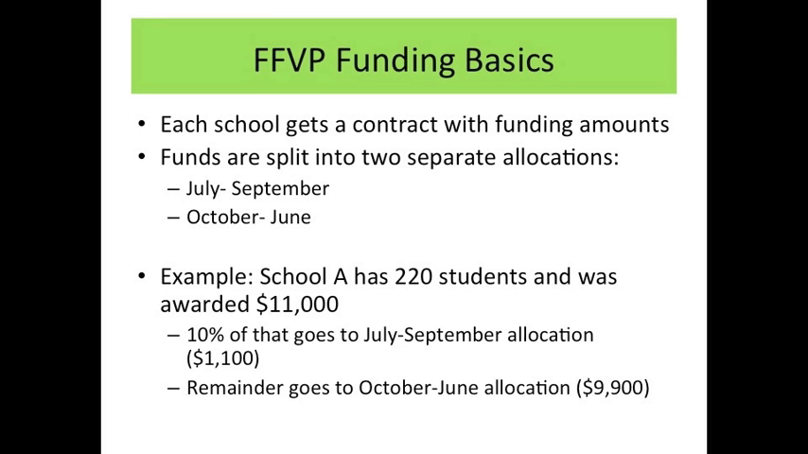So how do we translate this into budgeting? Let's say, for example, School A has 220 students and was awarded $11,000. 10% goes to July through September allocation, which equals 1,100. The remainder goes to October through June allocation, which equals 9,900.